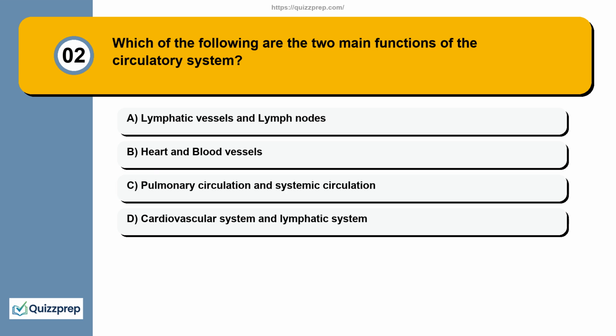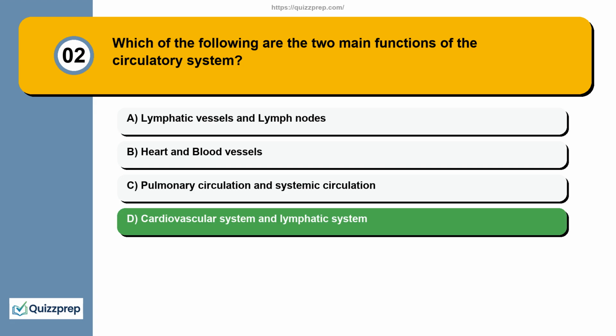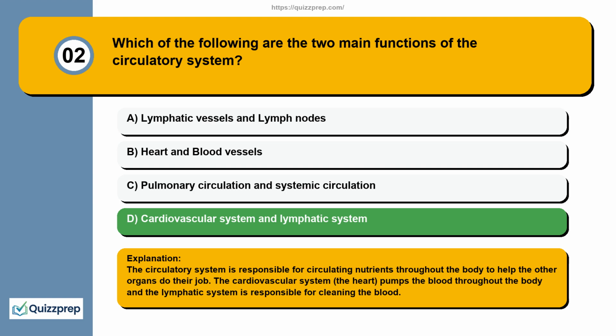Question 2. Which of the following are the two main functions of the circulatory system? Lymphatic vessels and lymph nodes, heart and blood vessels, pulmonary circulation and systemic circulation, cardiovascular system and lymphatic system. The circulatory system is responsible for circulating nutrients throughout the body to help the other organs do their job. The cardiovascular system, the heart, pumps the blood throughout the body, and the lymphatic system is responsible for cleaning the blood.